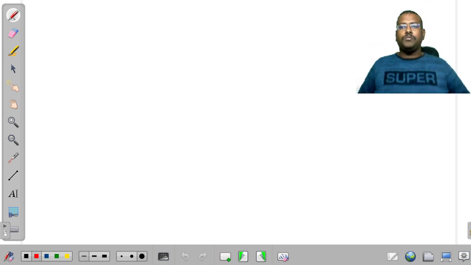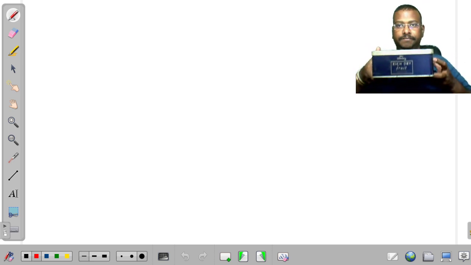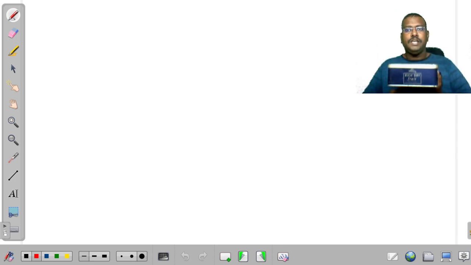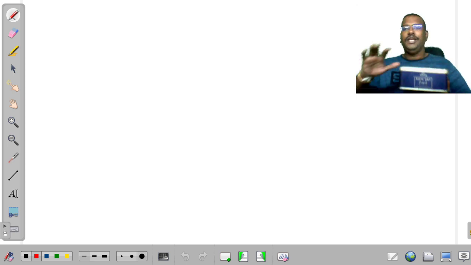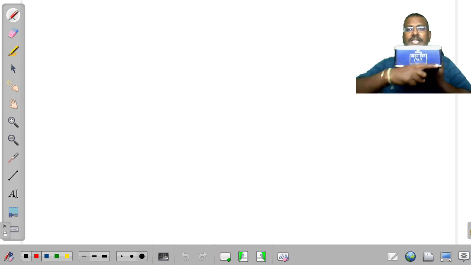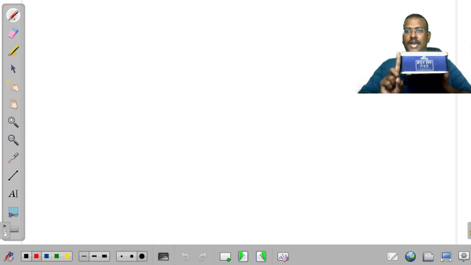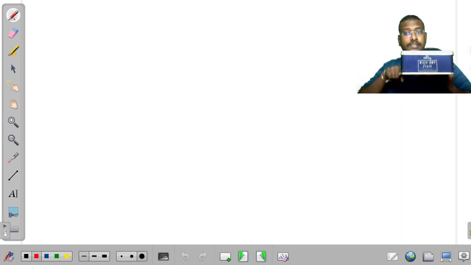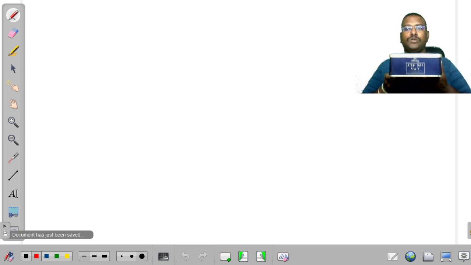Now if you have observed, this is an object. What are the different views, sir? For this object, there are three axes in space. This is the x-axis or length axis, this is the y-axis or height axis, and this one is the z-axis or depth or breadth axis. Now, how many ways can you observe this?